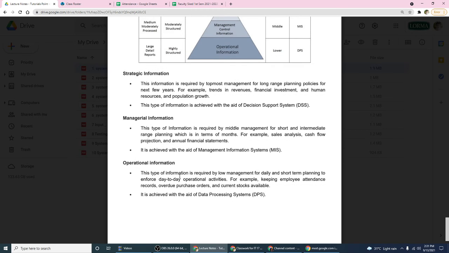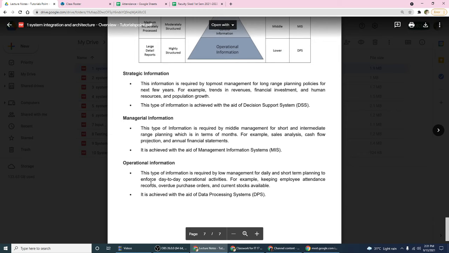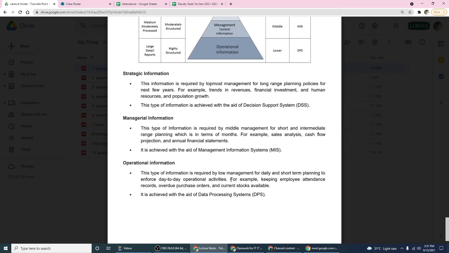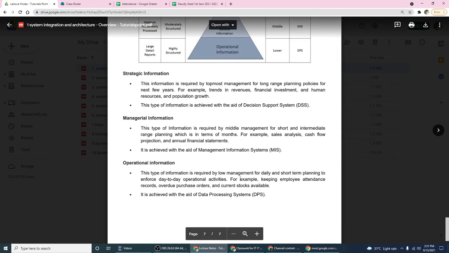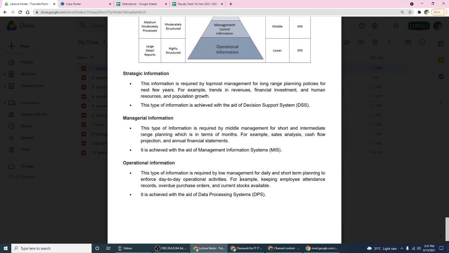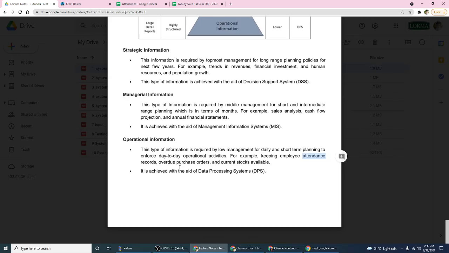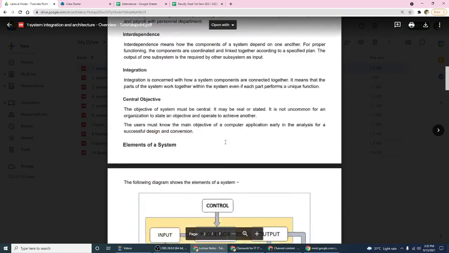Operational information. This type of information is required by the low management for daily and short-term planning to enforce day-to-day operational activities. For example, keeping employee attendance record, overdue purchase order, and current stock available. This is achieved with the aid of the data processing system. So more data. Simple system, for example, attendance record, list of students. Okay, operational information. Okay, so that's all for now.